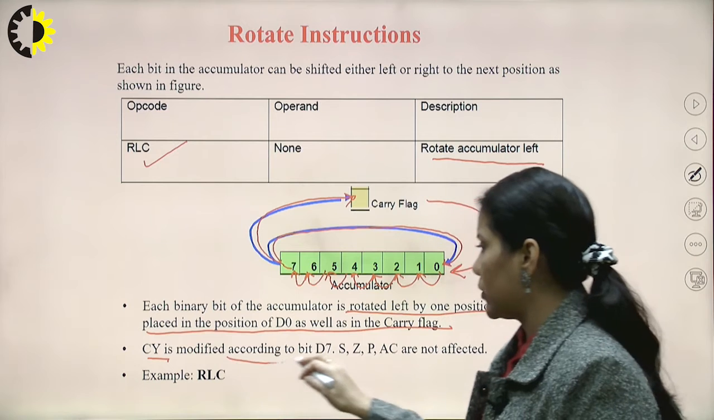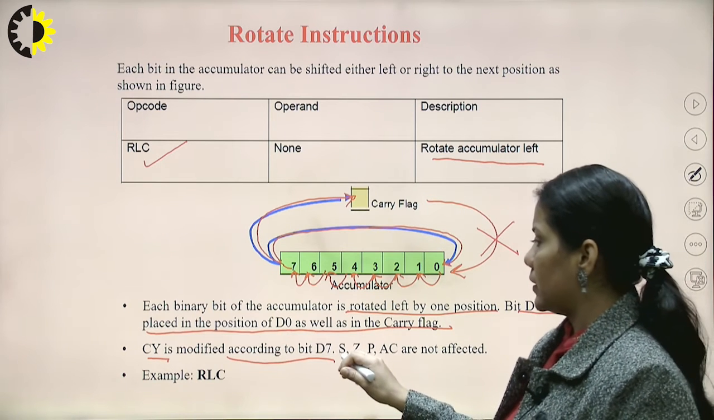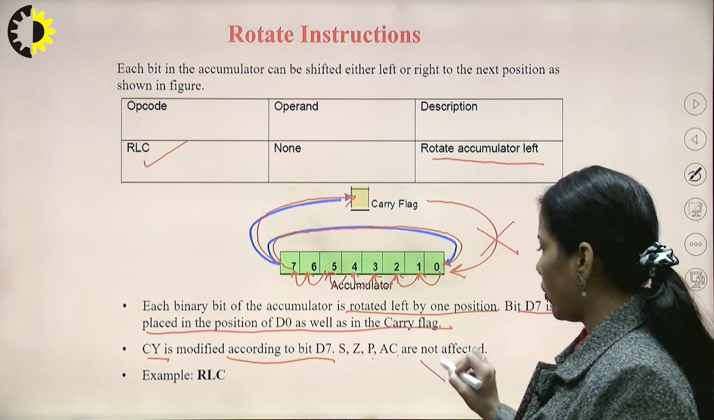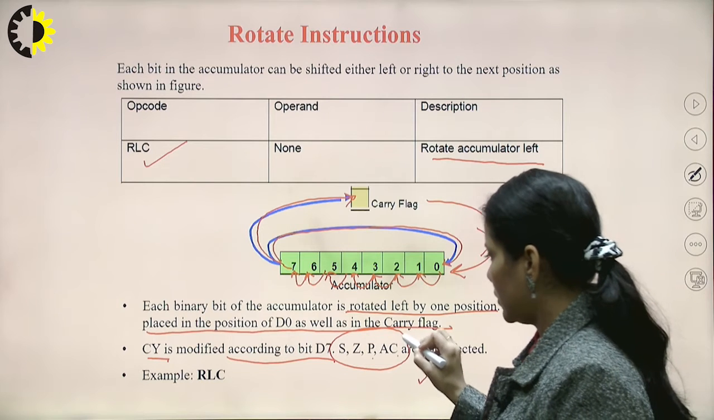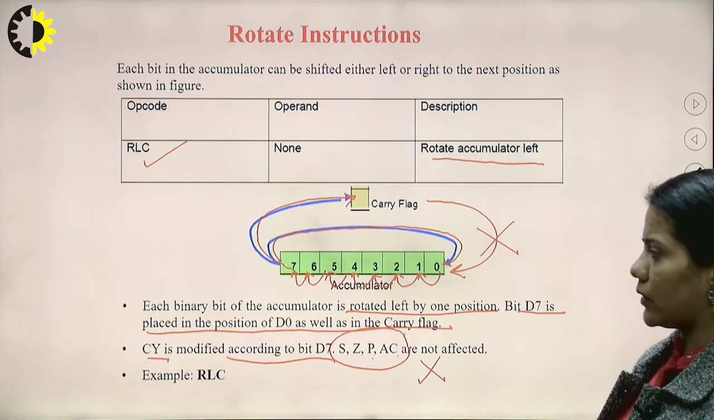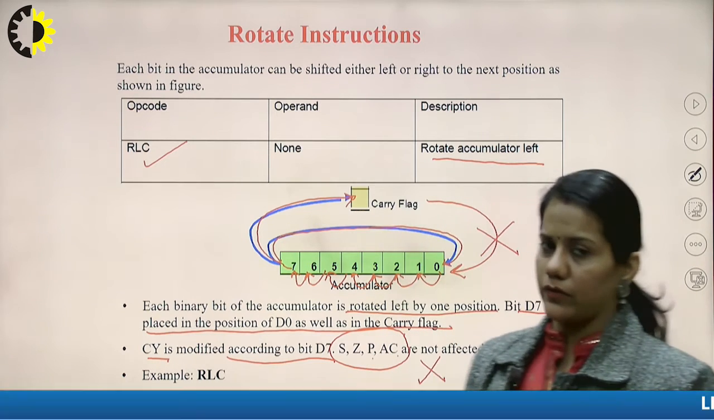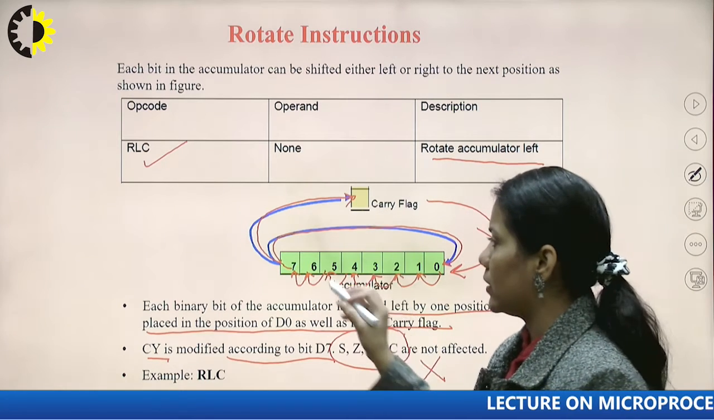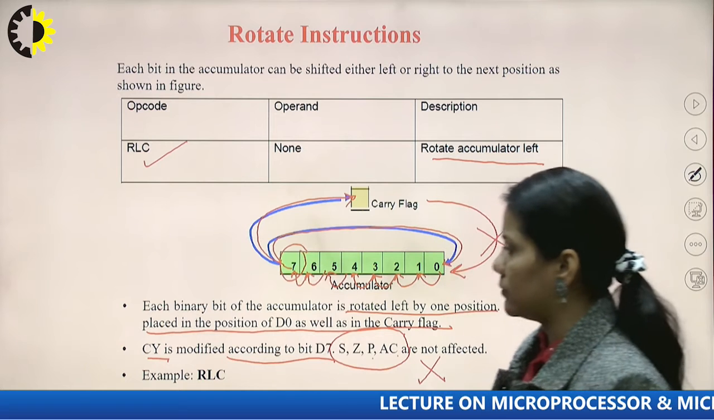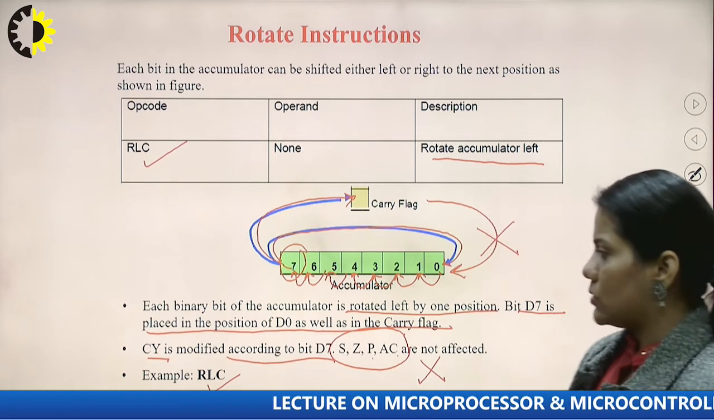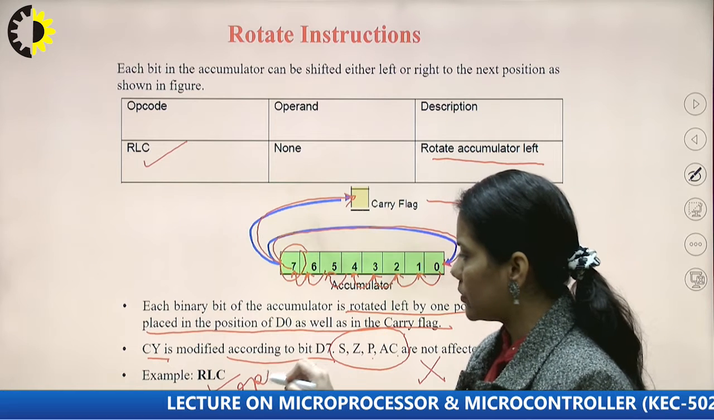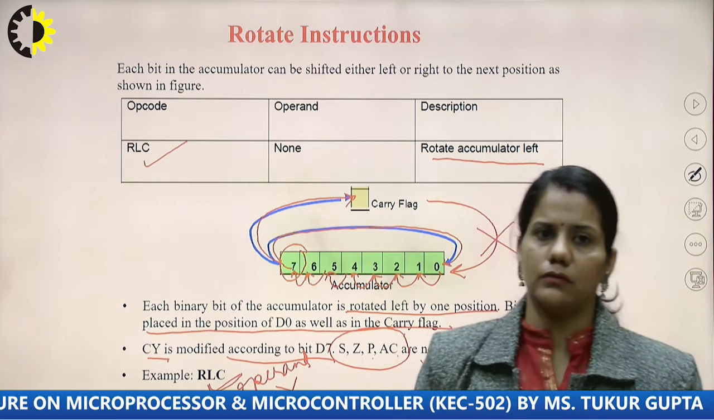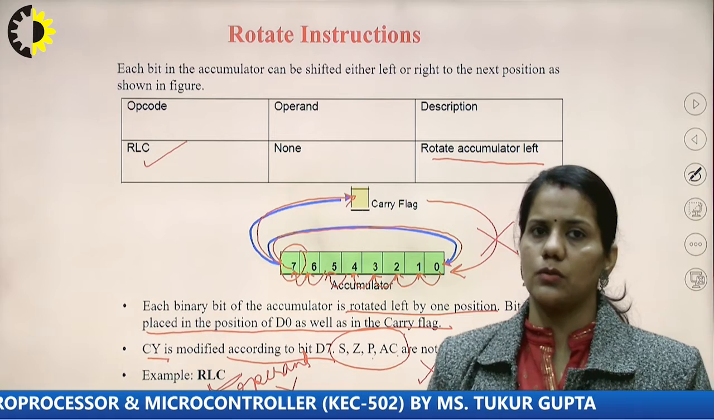Carry is modified according to the bit D7. Sign, zero, parity and auxiliary carry are not affected. We should note that these flags are not affected, only the carry flag is modified according to the D7 bit. When this bit gets shifted to carry, the carry flag gets modified according to this bit. The example is RLC. No operand is required here. Writing just RLC shows that the rotate instruction is to be performed on the accumulator.